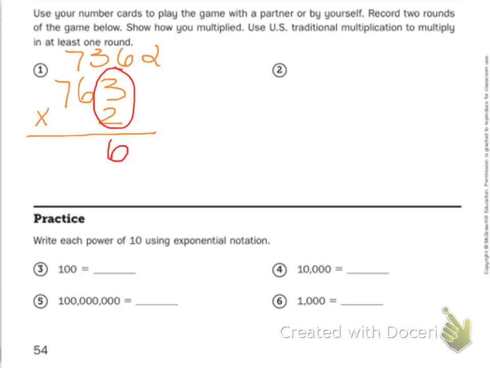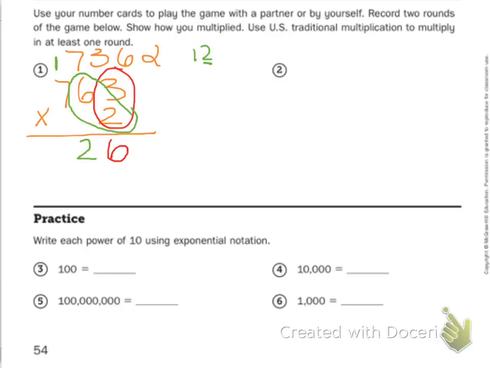Now, in green, I'm circling our next step. 6 times 2. 6 times 2 is 12. I cannot put 12 in my tens column. I can only put the 2. So the 2 goes next to the 6, and I carry my 1 into the 100s column.